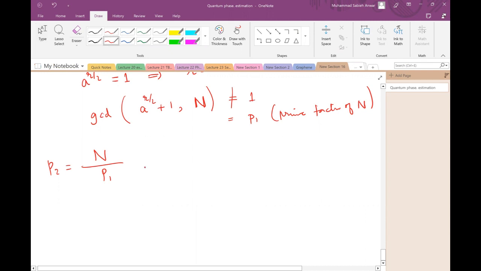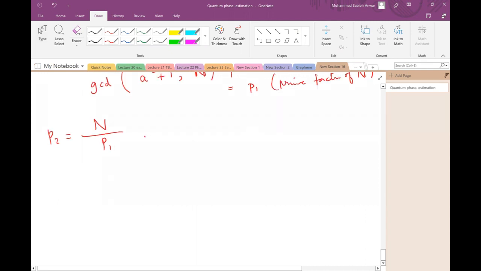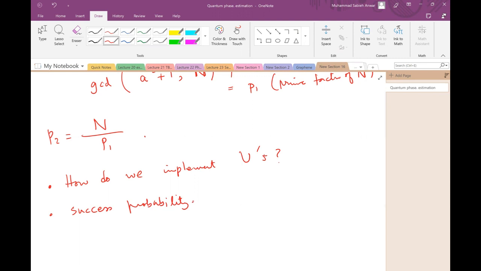So what we need to learn about is a few things, which I would leave to your kind imagination: how do we implement U? What kind of elementary gates are needed to implement U, and are there efficient ways of doing this? And what is the success probability? This is a probabilistic algorithm. It will fail many times, and it will succeed sometimes. So what is the probability of success? For both of these points, I would refer you to look at the literature.